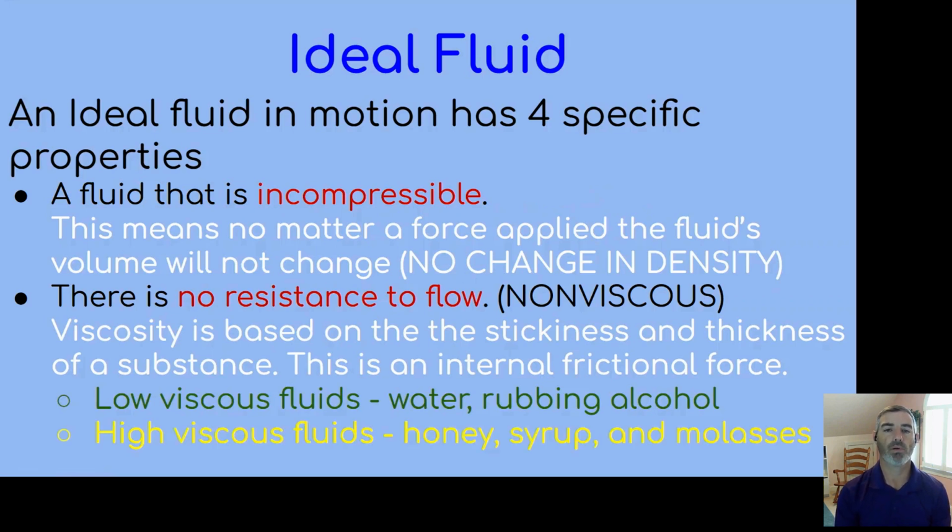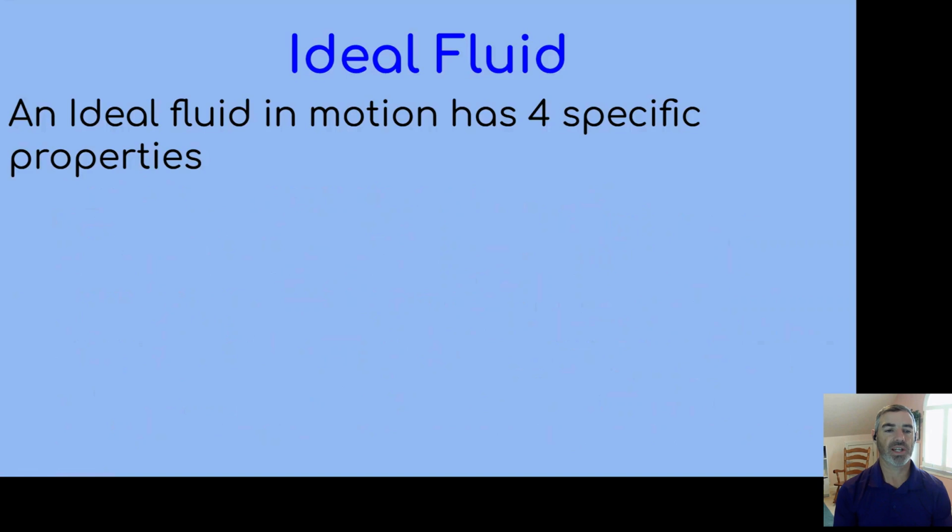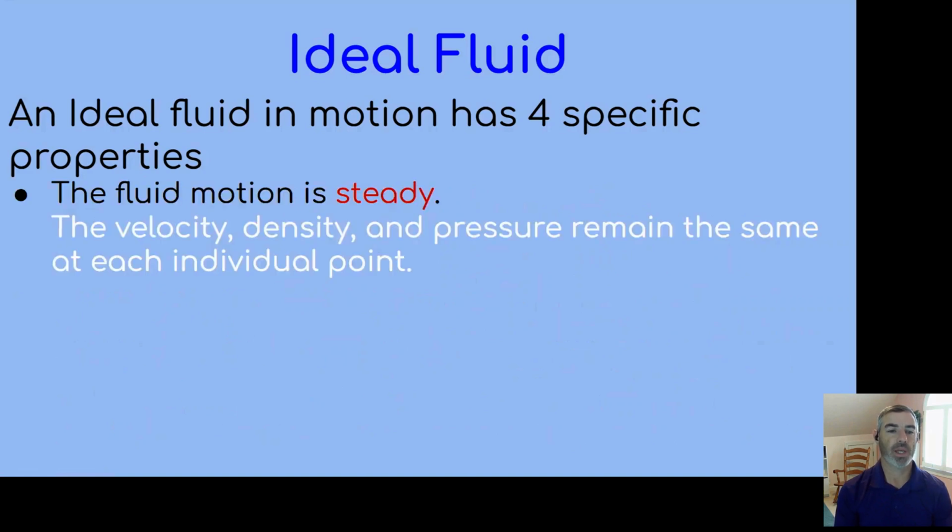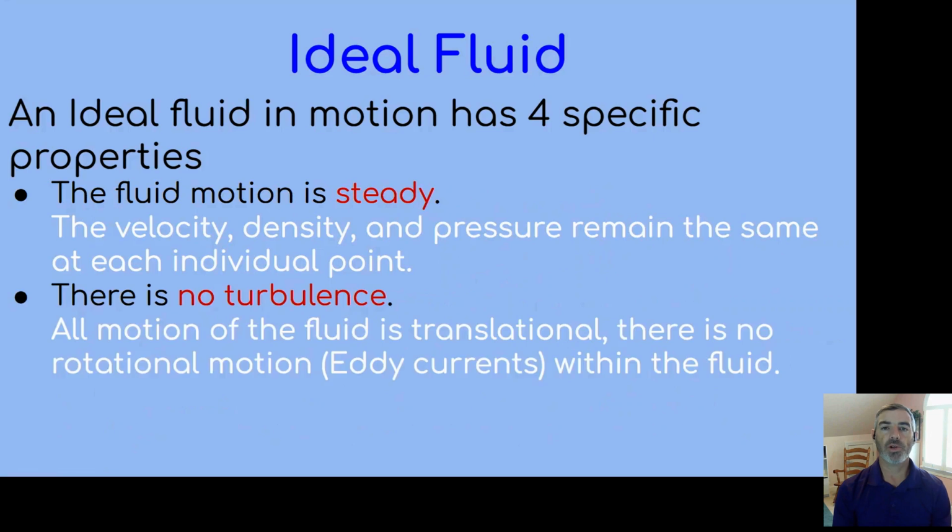Now we're going to add a couple of properties. The other two are that the fluid is steady. The velocity, density, and pressure are going to remain the same at each individual point, so nothing's going to change. And there's also no turbulence.